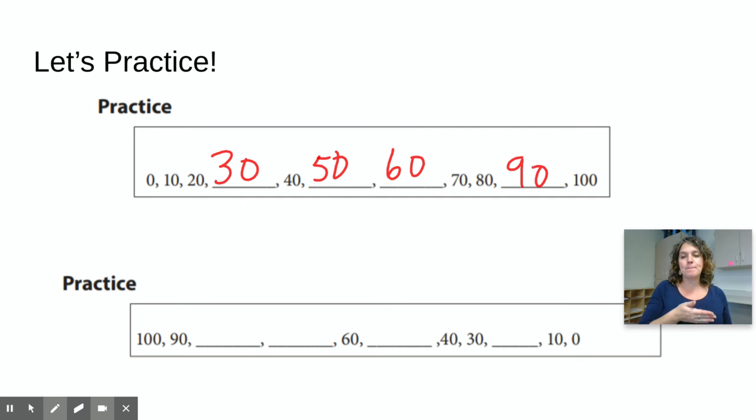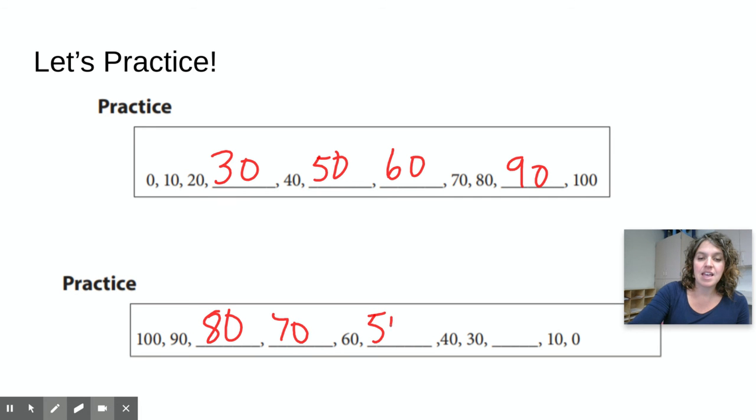But I said at the beginning that we don't only have to count forward, we have to be able to count backward, take away groups of 10. So now we're at 100, 90, 80, 70, 60, 50, 40, 30, 20, 10, 0.